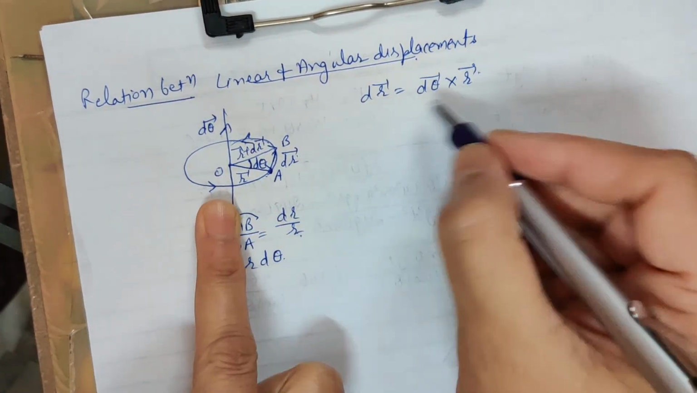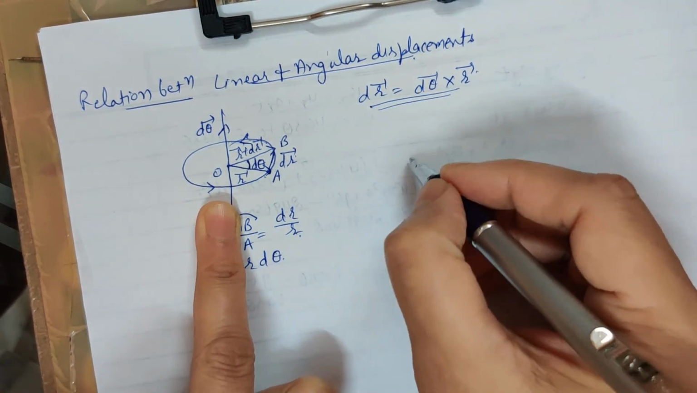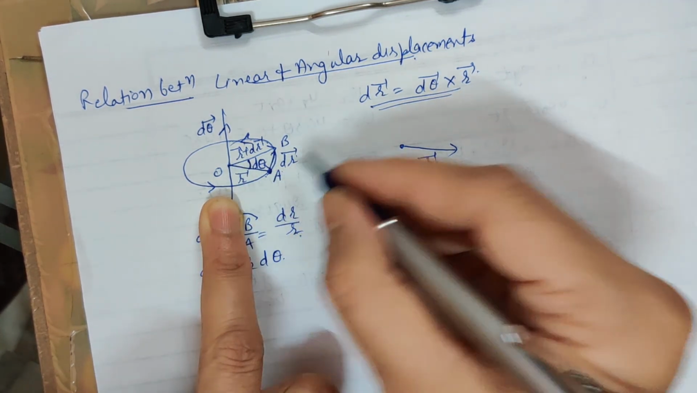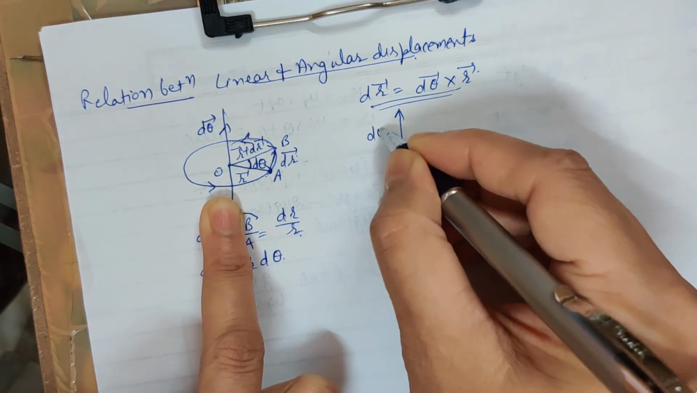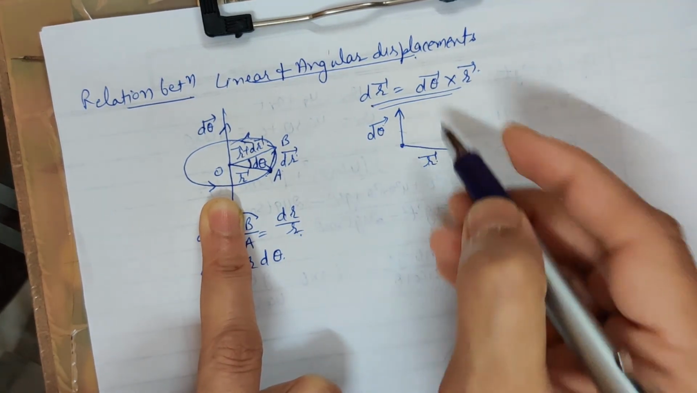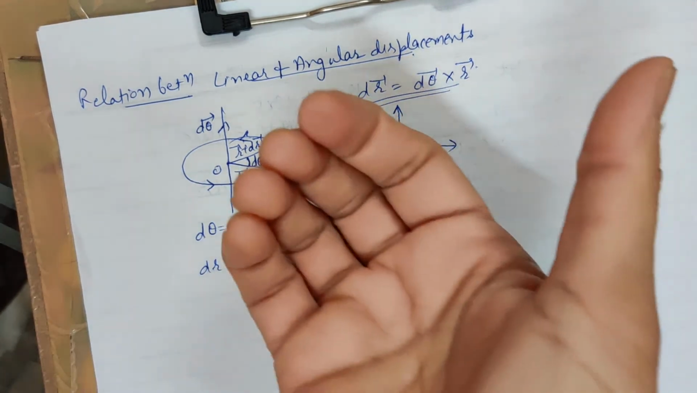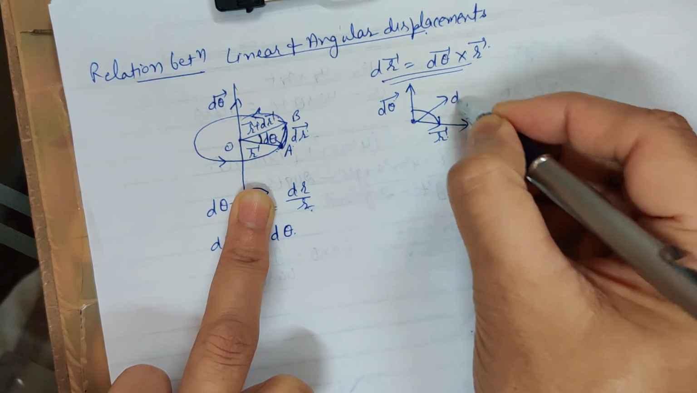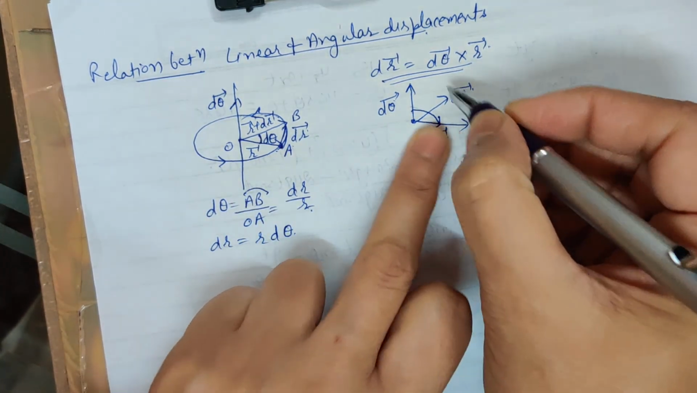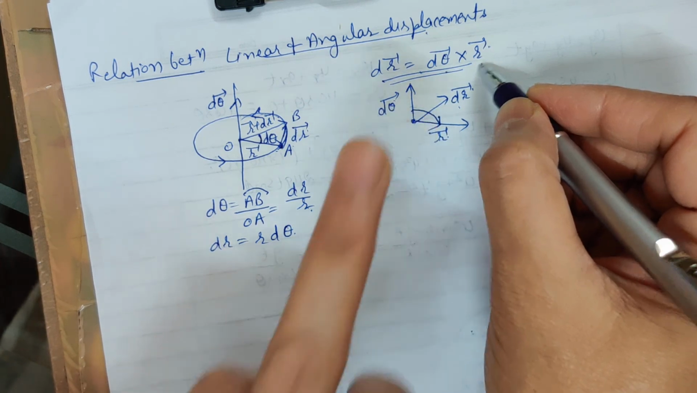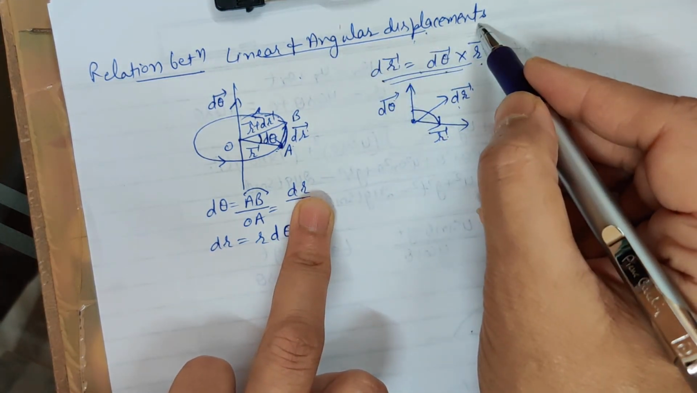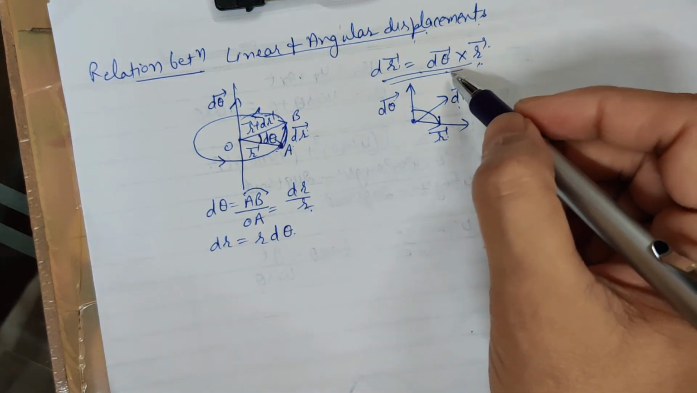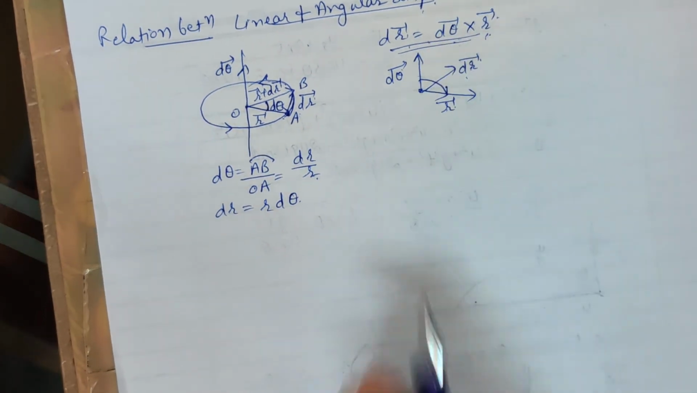And from this, how do we explain the direction? Let me say this is the r vector and this is the d theta vector, and the cross product d theta cross r will show the dr vector, which is tangent to the circle. So dr vector is the cross product of d theta and r vector. This is the relation between linear and angular displacement, and by using it we calculate the relation between them and the direction of the dr vector.